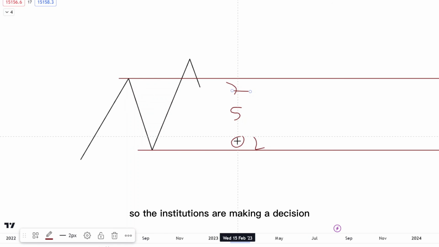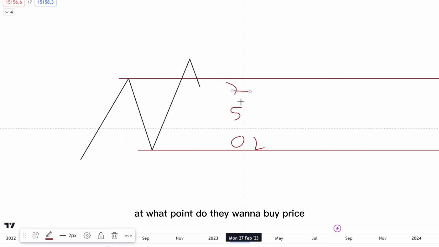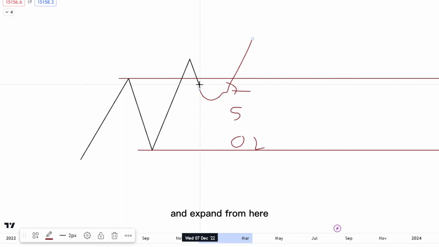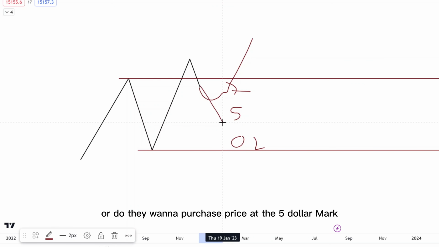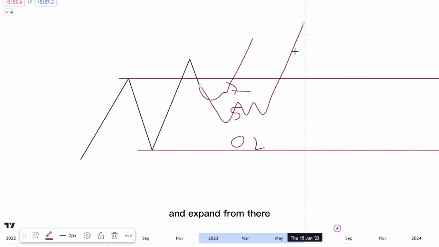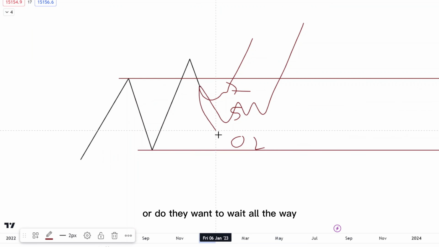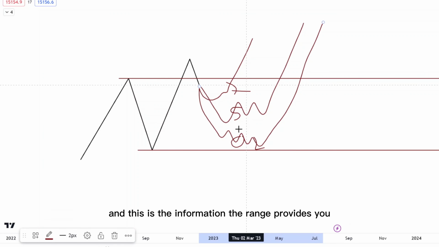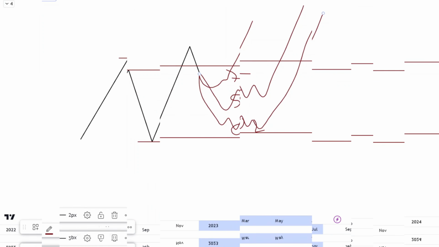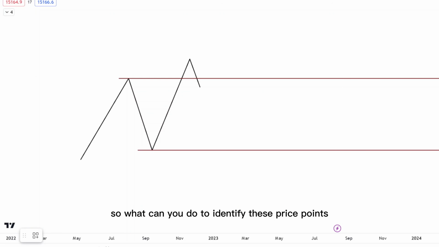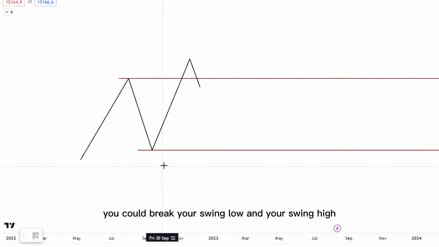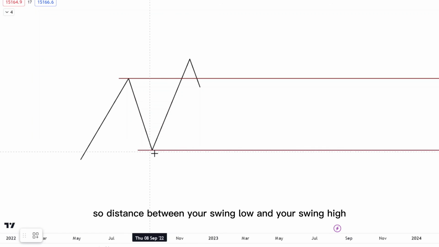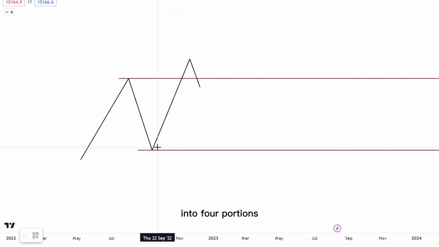So the institutions are making a decision. At what point do they want to buy price? Do they want to buy price when it reaches this level and expand from here? Or do they want to purchase price at the $5 mark and expand from there? Or do they want to wait all the way till it's the cheapest to purchase price from here? And this is the information the range provides you. So what can you do to identify these price points? What you could do is you could break your swing low and your swing high into 4 sectors. So the distance between your swing low and your swing high into 4 portions.